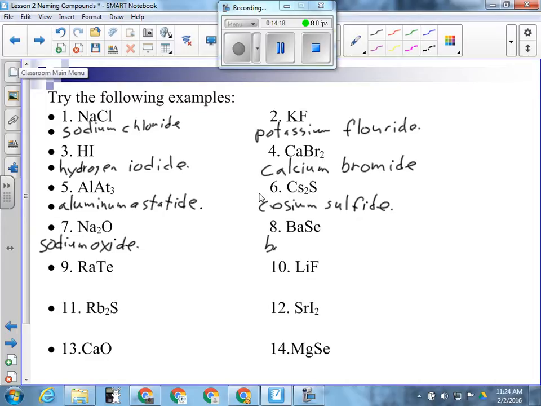For number 8, I've got barium with selenium. So that can be barium selenide or selenamide. It doesn't matter which way you did it. Sometimes people keep more. So it can be barium selenide or selenamide. Either one is fine. For number 9, I've got radium and tellurium. So I'll have radium telluride.